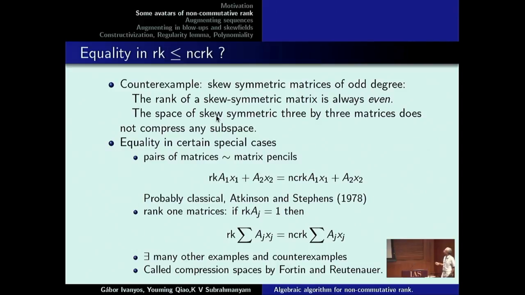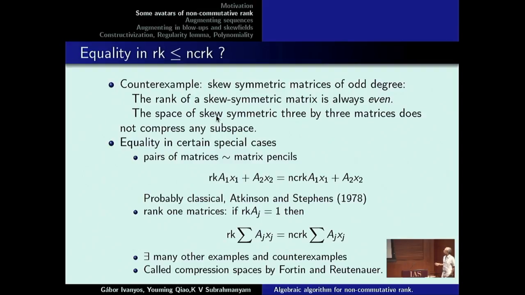We'll actually show that if I look at 3x3 matrices, they don't compress a subspace. So this I will do by an example. Clearly, this tells you that the non-commutative rank in this case is actually 3, whereas the rank of this matrix space is only 2. So this rank can be strictly less than the non-commutative rank.